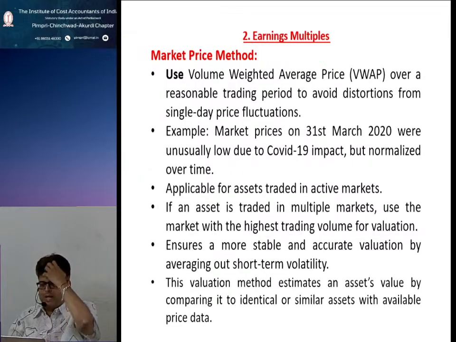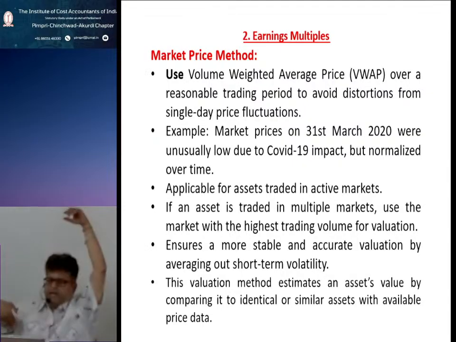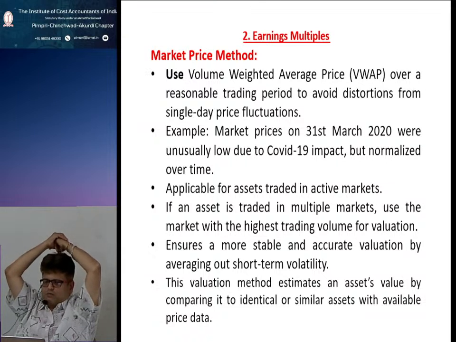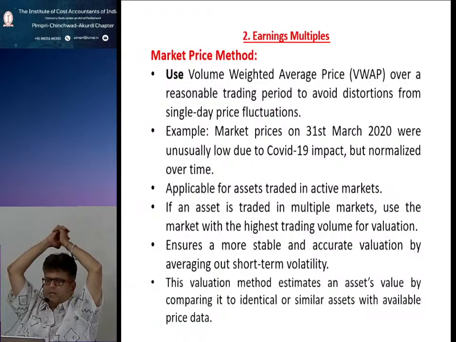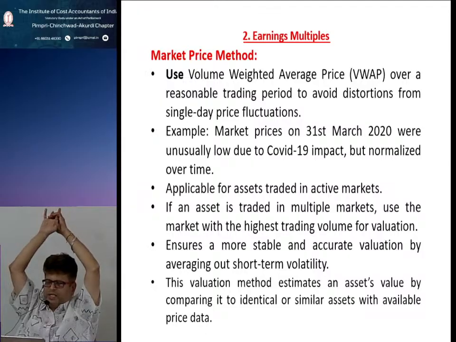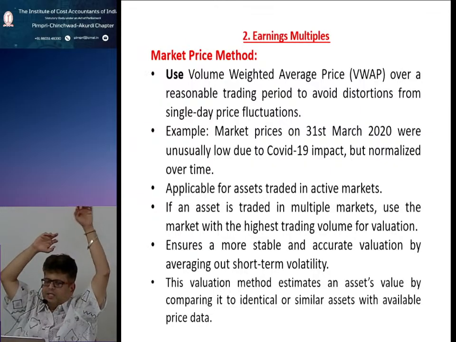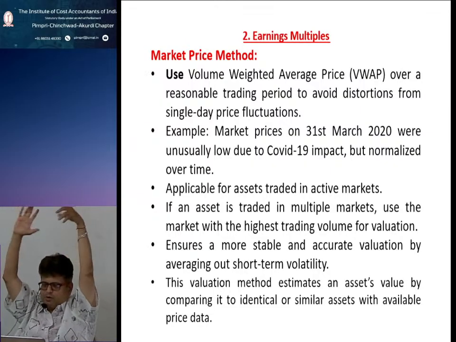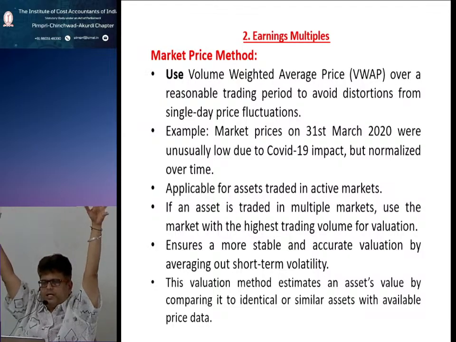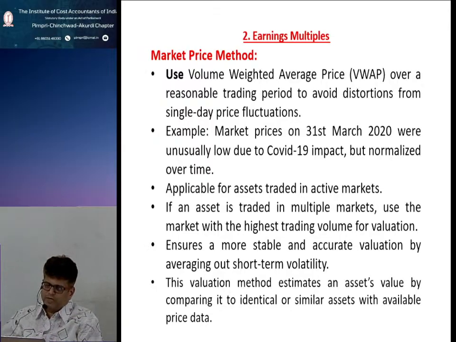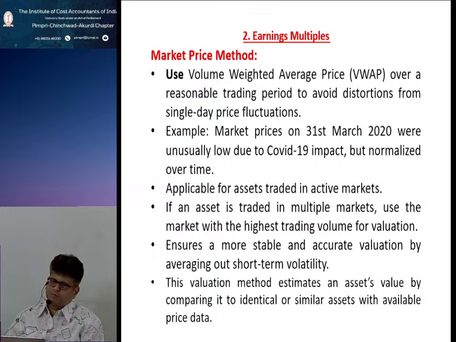Then we saw the market price method, wherein volume weighted average price is used over a reasonable trading period to avoid distortions from single day price fluctuations. Example, market prices as on 31st March 2020 were unusually low due to COVID-19 impact, because in the last week of March 2020 itself the COVID was declared and there was a big lockdown, as we all know. The entire world and the various economies came to a standstill, but it got normalized over a period of time. So in short, the market prices as at 31st March 2020 for all the companies were unusually low.